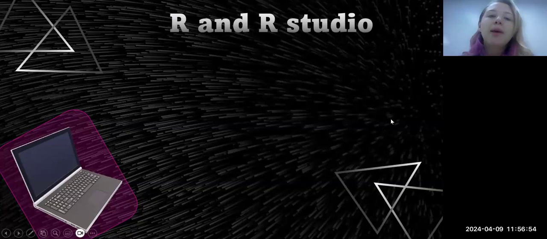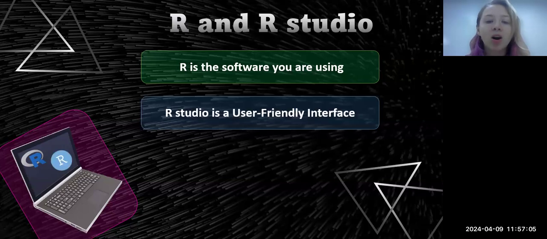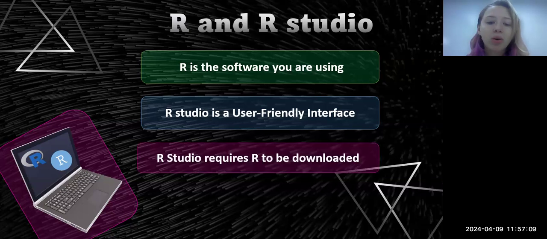So now we're going to talk a little bit about R and RStudio. R is the actual software that you're using. This is what you need to do in order to accomplish anything. And then RStudio is a user-friendly interface. So it's important to remember that you need R to be downloaded in order to use RStudio, because RStudio is just making it easier to do a bunch of different things at the same time and to bounce between your resources, whereas R is the actual fundamental software that you need.